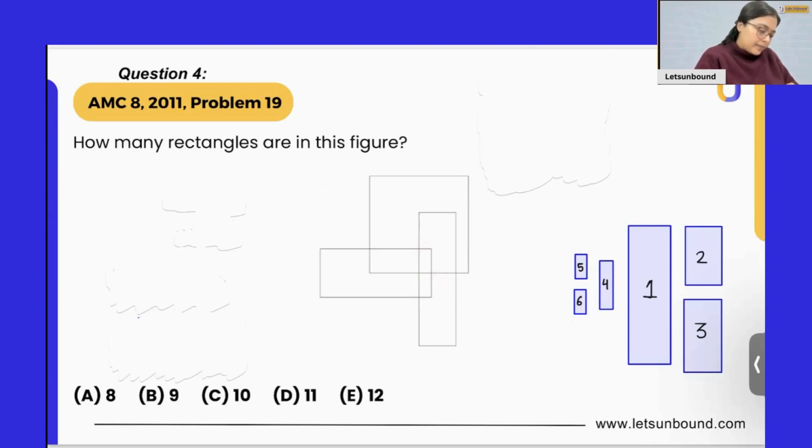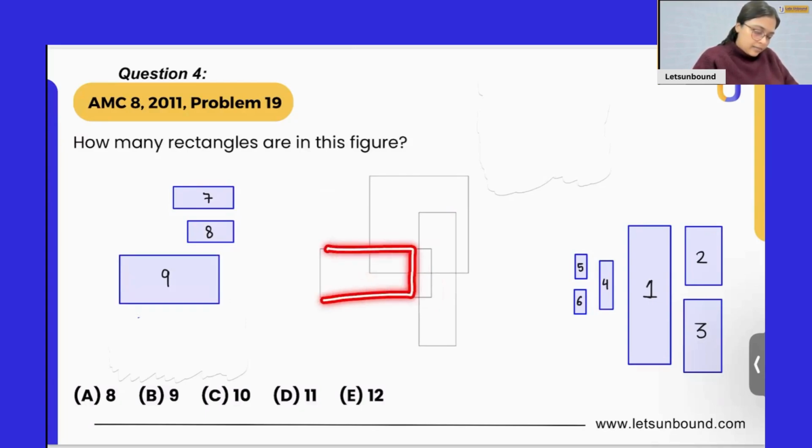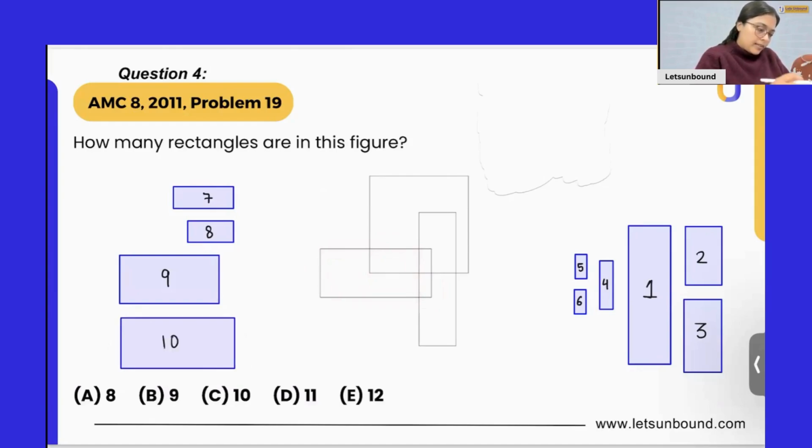Let's move further. Seventh one. So you can see the seventh one is here. Next, eighth. So can you see where is 8? The smaller one. Next up, we have 9. So 9 is this one. And we have the 10th one, which is this one. And now, what about 11th?